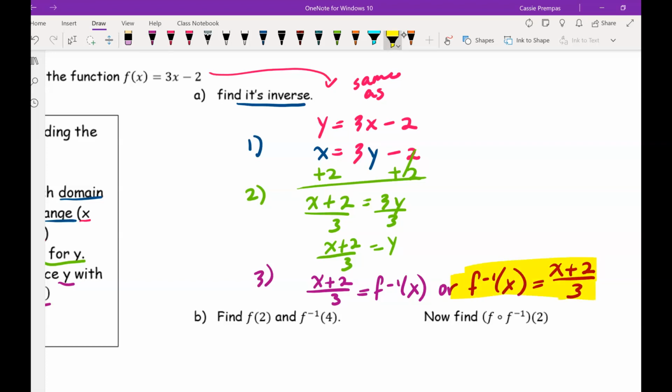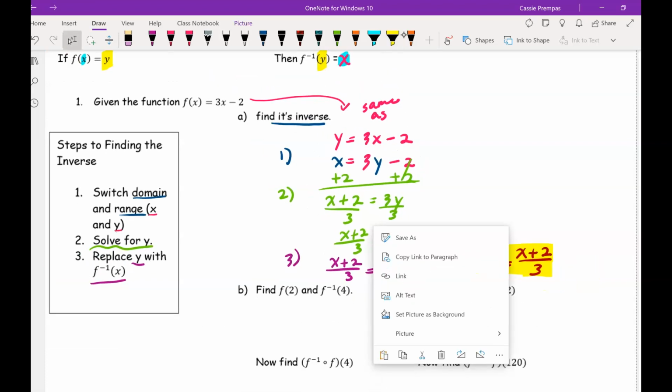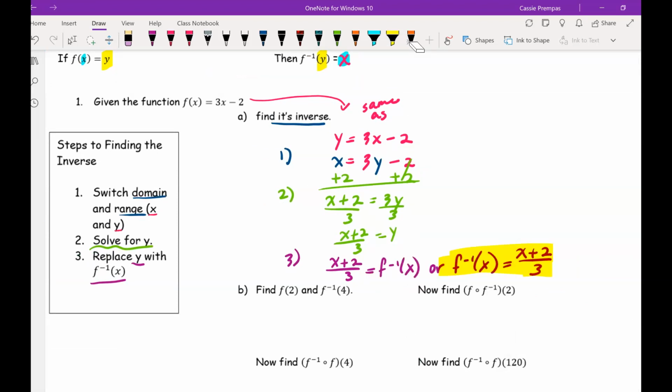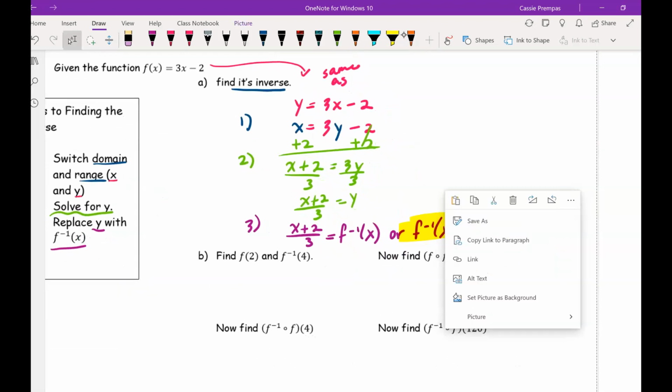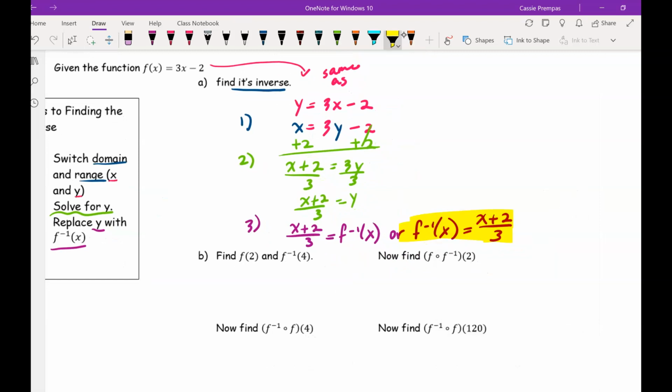Now let's make some connections to what we did on Friday, or last week. Letter B, I'd like you to find f of 2 and the inverse at 4. So if I find f of 2, remember this is our original function. So f of 2 will give me 3 times 2 minus 2. F at 2 is going to give me 6 minus 2 gives me 4. So f of 2 gives me 4.